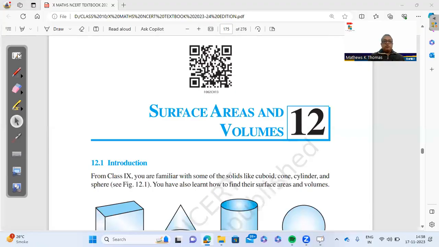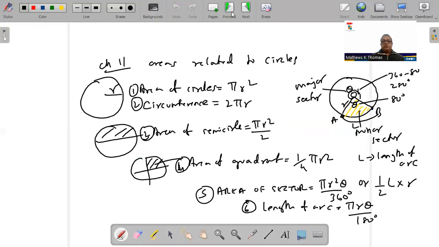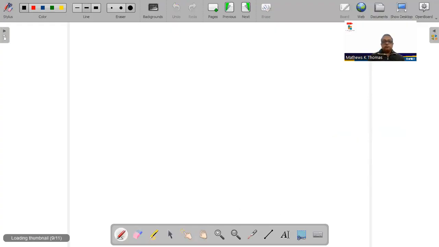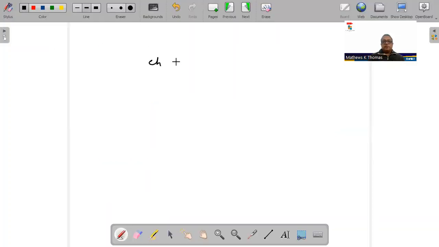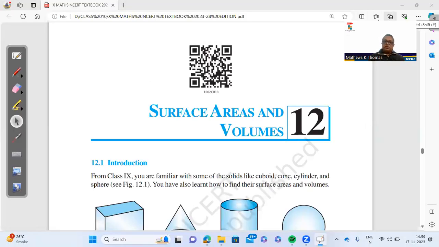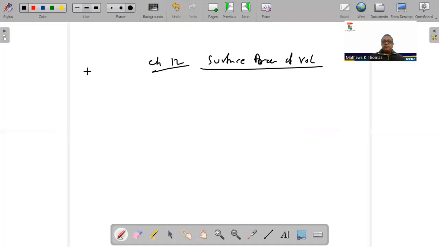Next we come to chapter number 12, surface area and volume. In this chapter we have cube, cuboid, sphere, hemisphere, cone and cylinder, 6 figures. You have already done cube, cuboid and cylinder in the lower classes, and in 9th you may have also done sphere, hemisphere and cones. So all the figures are the same, repetitive. The first term of cone is deleted. So let's go through the formulas.